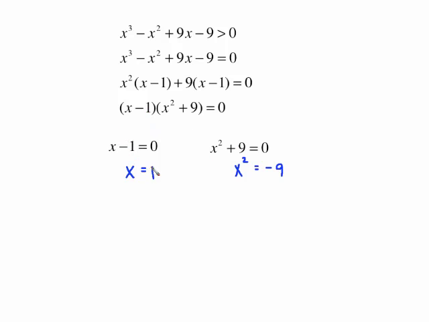Set this one equal to 0 and solve, we get x equals 1, which is fine. Here's where we have a little problem. Subtract 9 from both sides, and the only way I could solve this would be to take the square root of both sides. Remember, the square root of a negative is going to produce an imaginary. I can't graph the imaginary. That says this factor right here is not going to give us a number on the number line.